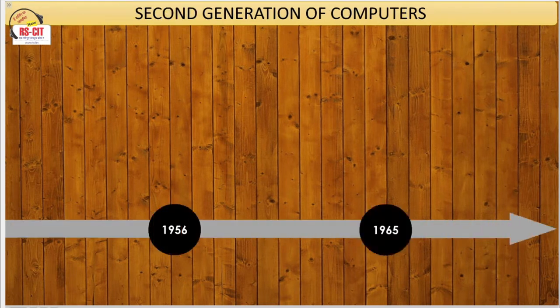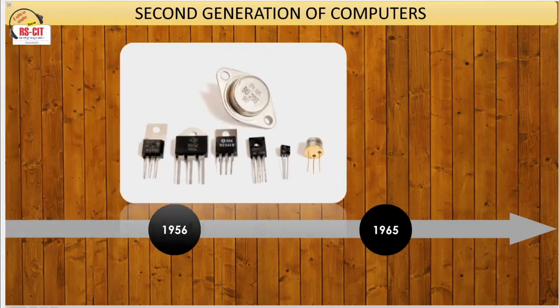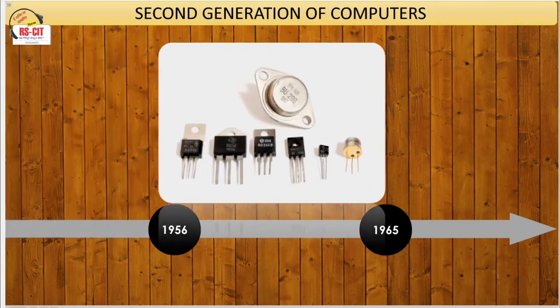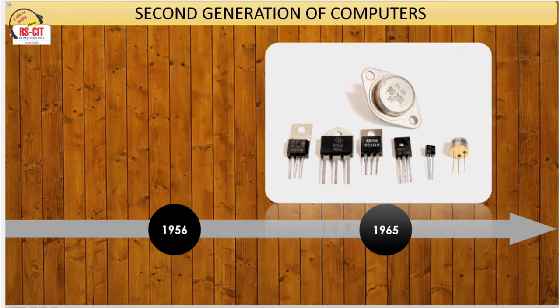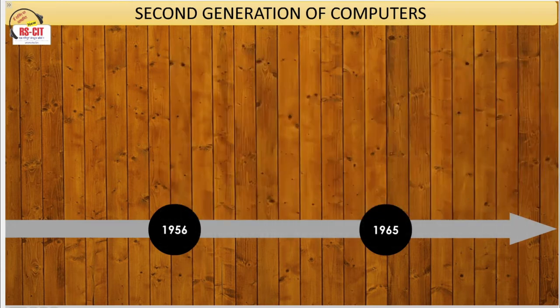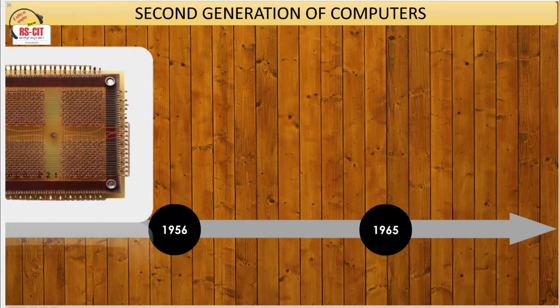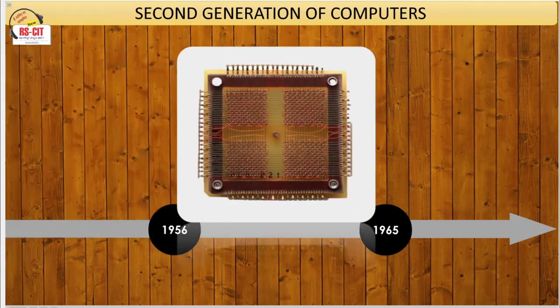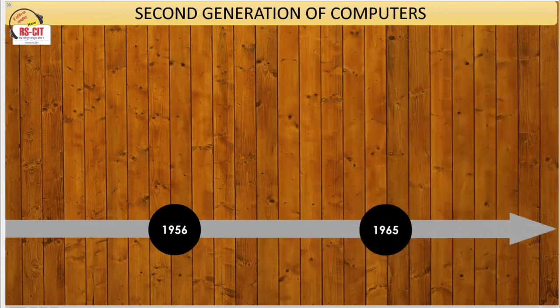1956 to 1965 is called the second generation of computers. The second generation computers used transistors as the electronic component. The transistors made the computers much smaller, consumed less power, faster, efficient, cheaper, and more reliable than the first generation computers. Although they were heat producing, they were more reliable.